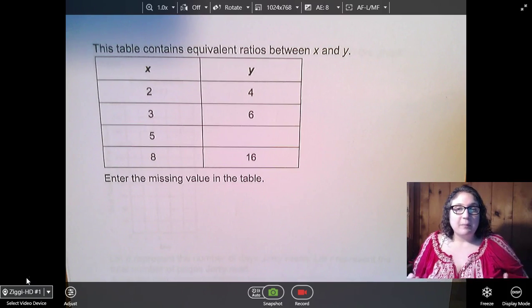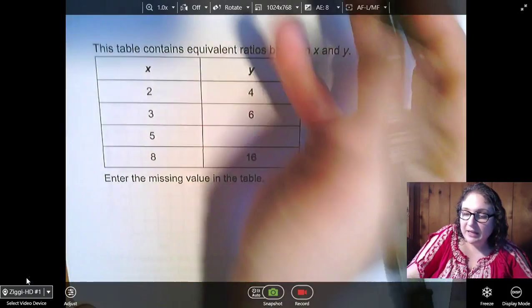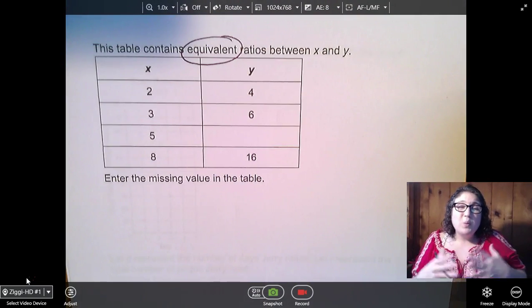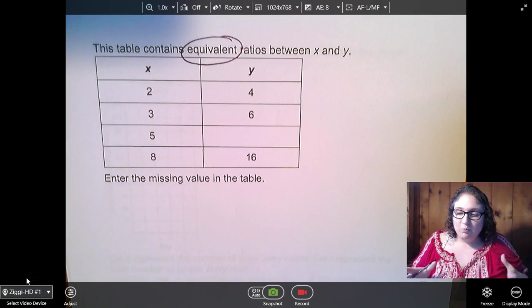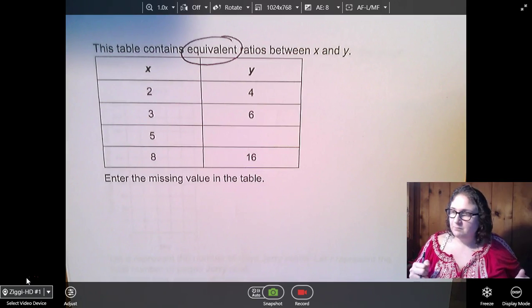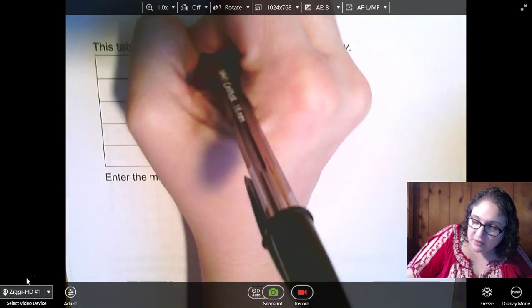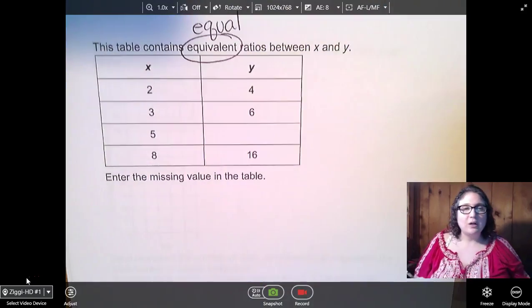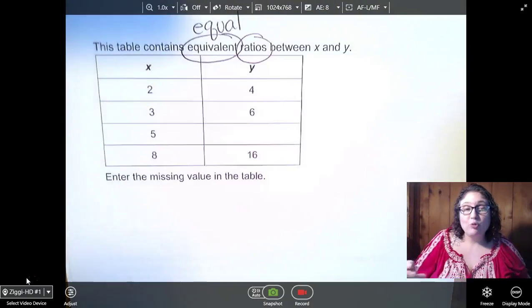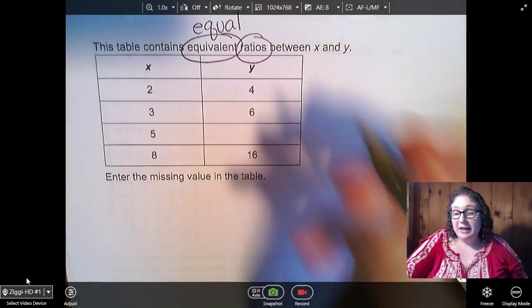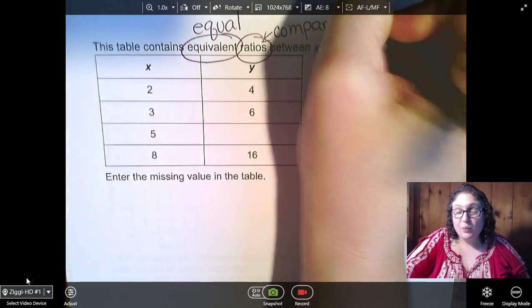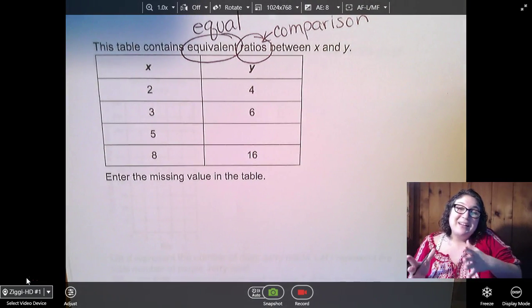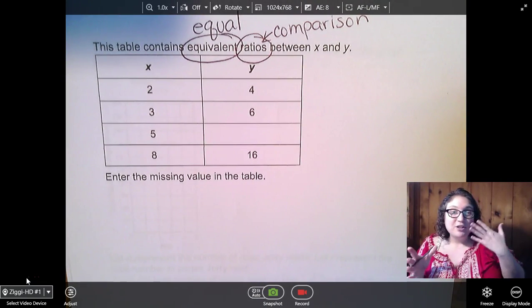Well, let's look at it one more time. We know we're looking at a table, and we know we were looking at something equivalent. Well, what word is hidden inside this math vocabulary word equivalent? What does it look like? Equal, okay? So we know that something is equal, and we know that it has the words ratios, and ratios is just a fancy vocabulary word for comparison. So we know the numbers in this table have an equal comparison to each other.